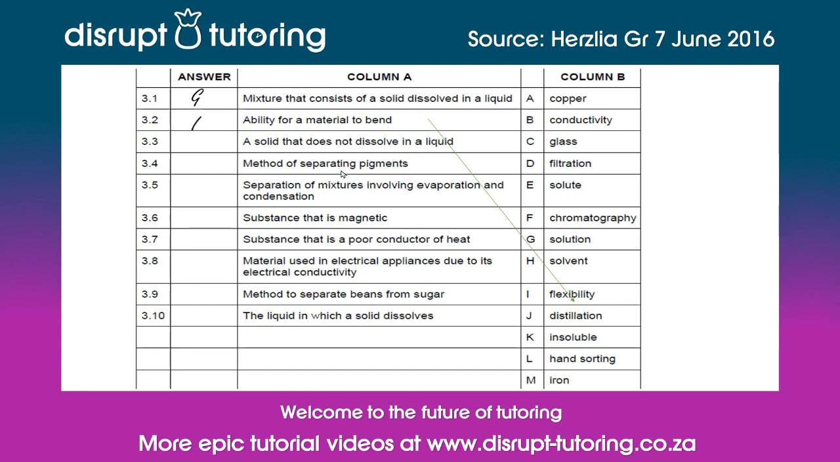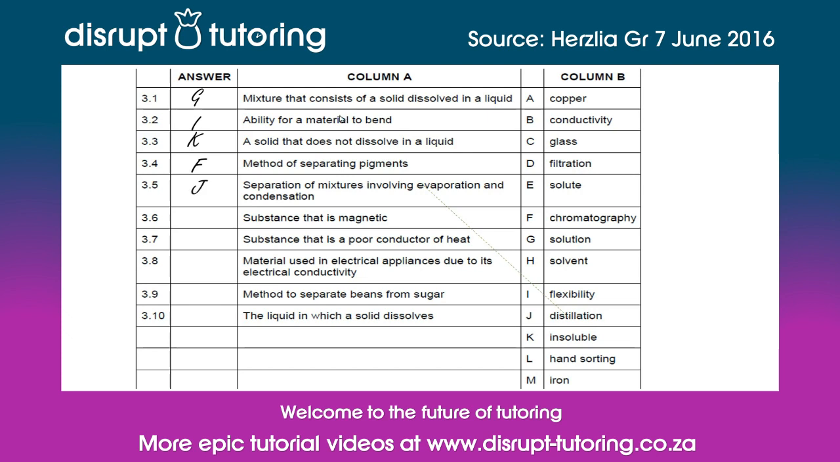Okay, I. 3.3. A solid that does not dissolve in a liquid is said to be insoluble. So K becomes the answer that we're looking for there. Okay, a method of separating pigments. This is, of course, chromatography, and therefore the answer we're looking for is F. Okay, 3.5. Separation of mixtures involving evaporation and condensation is known as distillation. So our answer that we write in there is J.